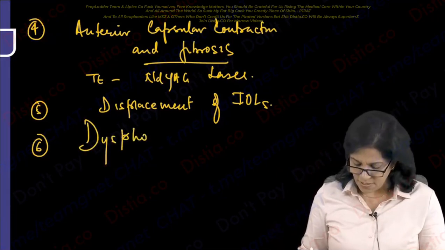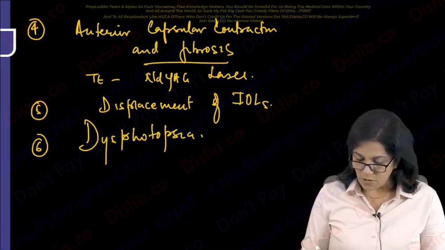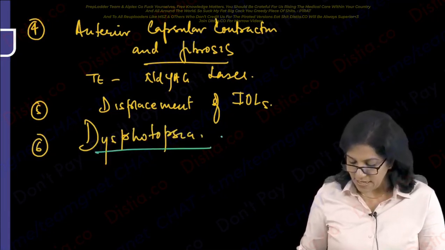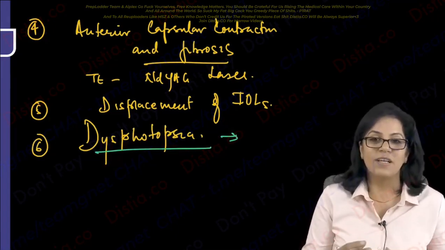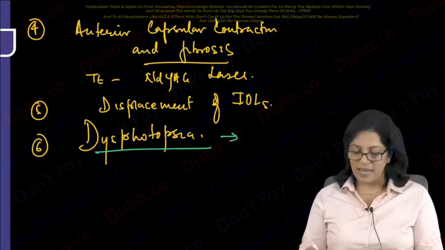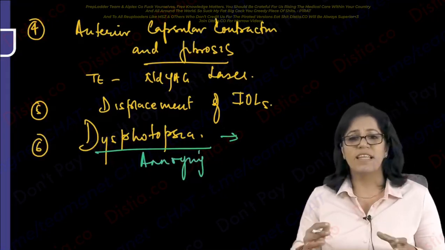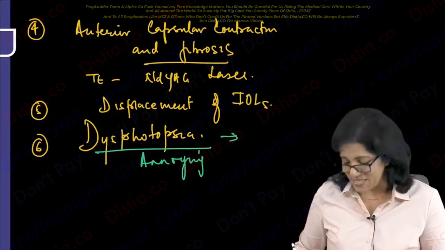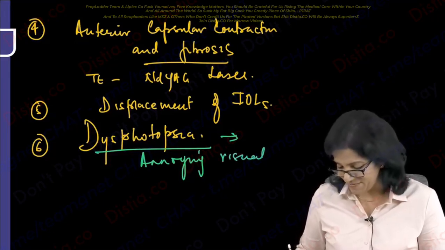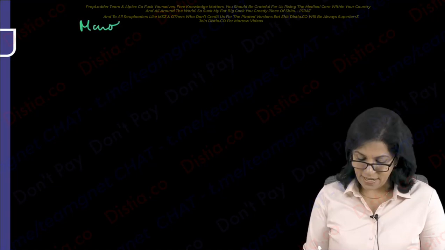Just know this, okay? I don't think they will ask you at your level, but just know dysphotopsias are nothing but some annoying visual symptoms due to monofocal IOLs. Okay, so they are annoying visual phenomena. I find annoying to be a very negative word, but anyway, this is what it is here. You have to use this word. So it's an annoying visual phenomenon due to, write down, due to monofocal IOLs. Okay, done.